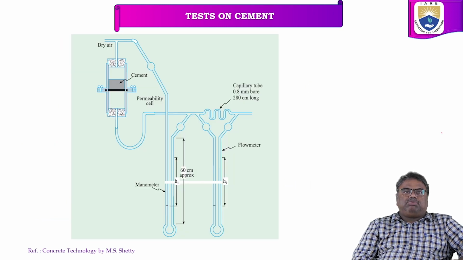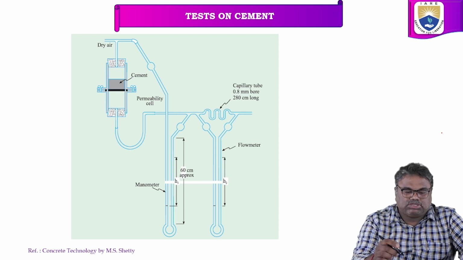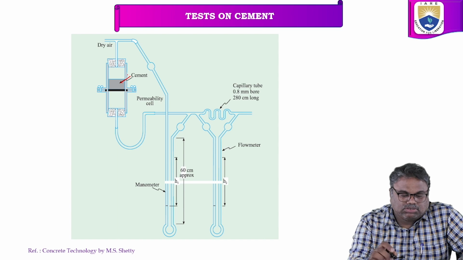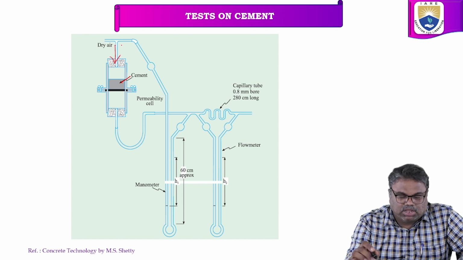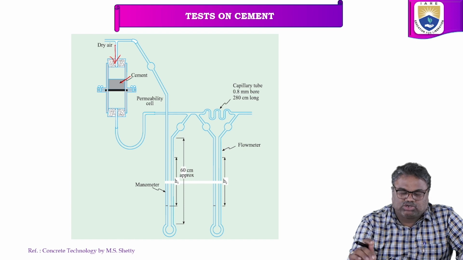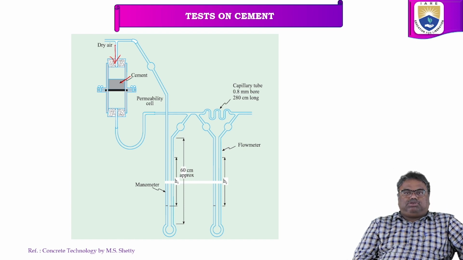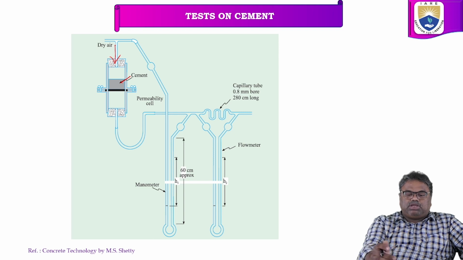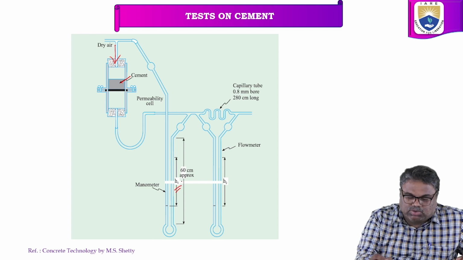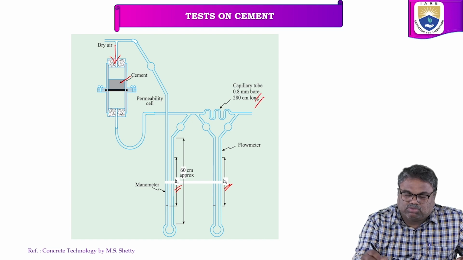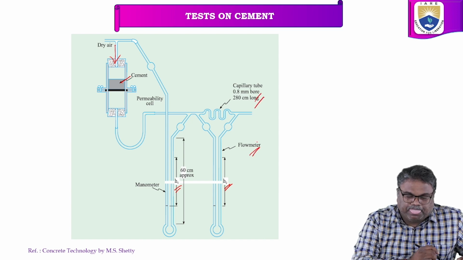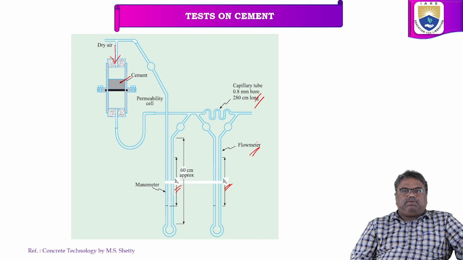This is the air permeability apparatus. We can see the cement bed and a permeability cell here. Dry air will pass from here, and we have two manometers to find out the pressure, so we have to find H1 and H2. We also have the capillary tube and the flow meter. This is the air permeability apparatus we use for the test.